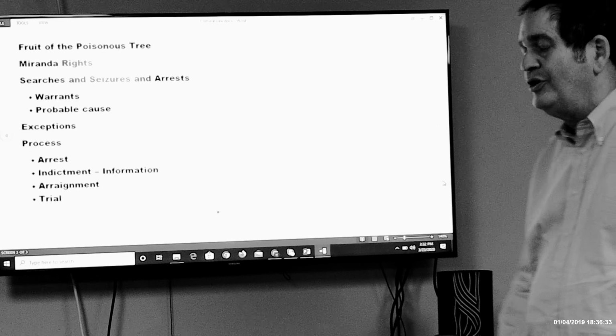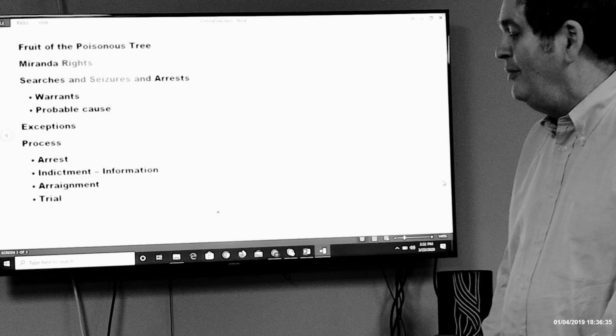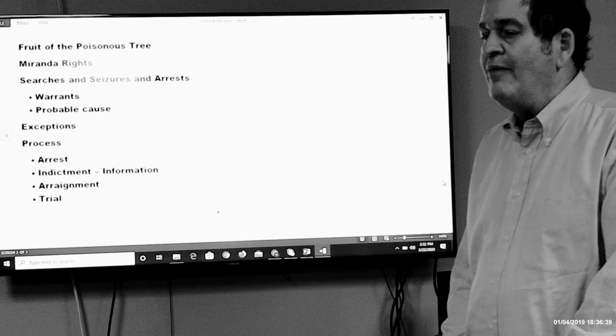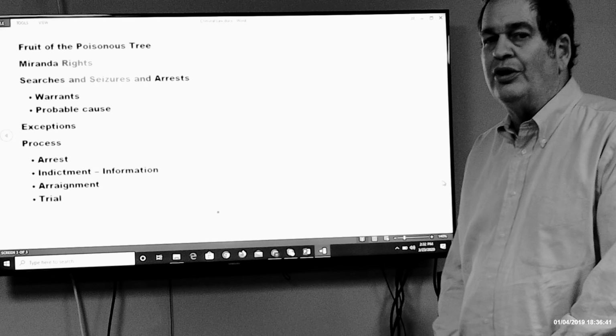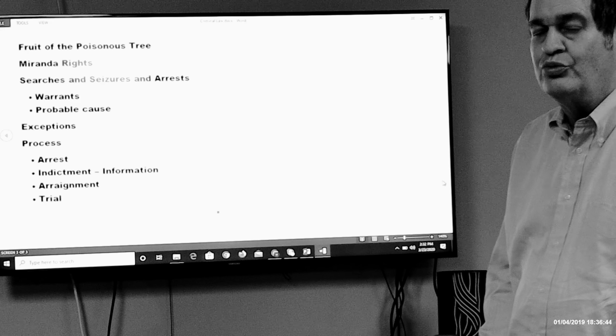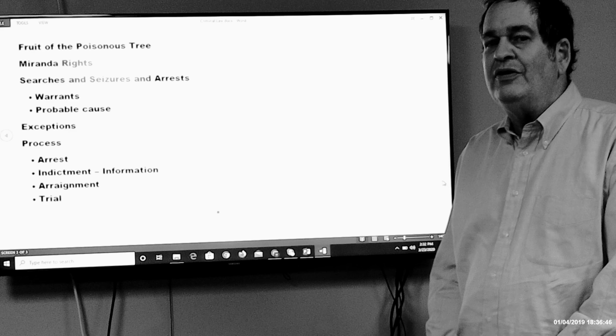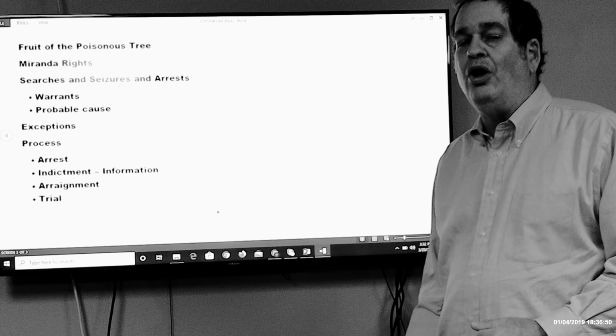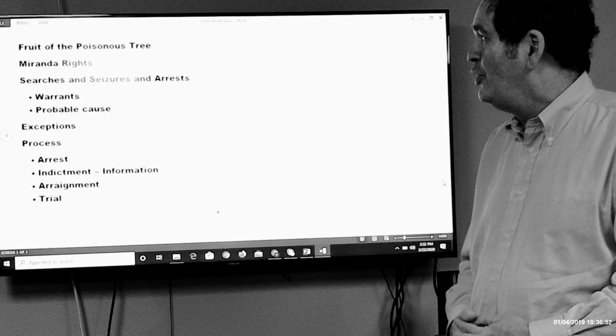Now, in addition to that, there's an offshoot from the exclusionary rule called the fruit of the poisonous tree. And that means that not only does the court exclude evidence that was wrongfully obtained, but any evidence that was obtained as a result of that wrongfully obtained evidence will also be excluded by the court.